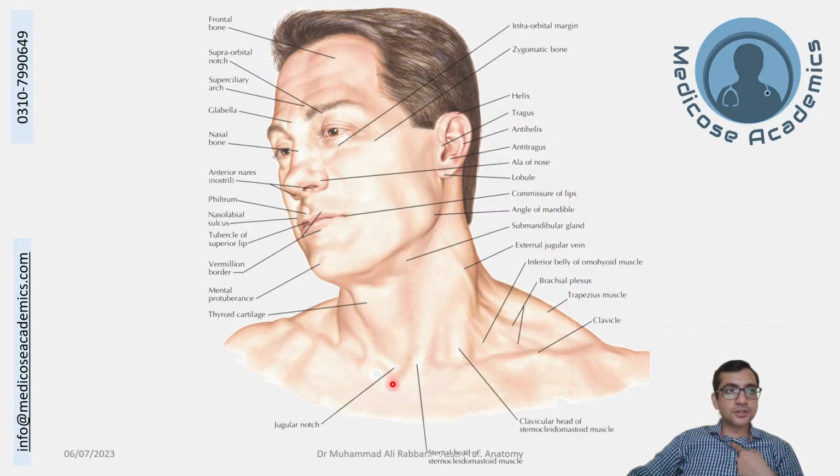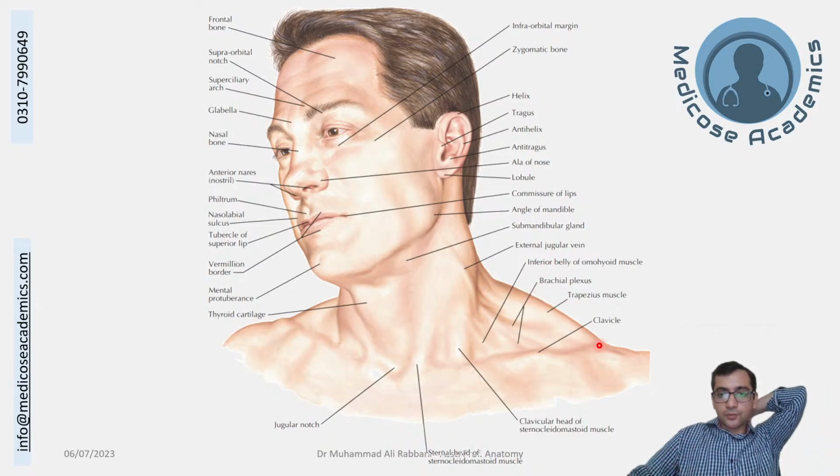In the lower aspect, which are the structures lining it? Here, the upper margin of the manubrium sterni, that is the jugular notch, because it is present between the two ends of the clavicle. Then there is the upper end of the clavicle, palpated here. As you move along the clavicle, you will palpate the acromion process.